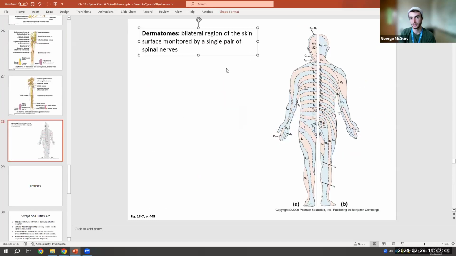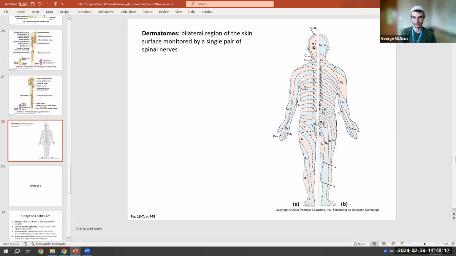Something else to briefly talk about here is dermatomes. Dermatomes describe the bilateral regions, so both sides of the spinal cord, that are monitored by a single pair of spinal nerves. You can see from this image the specific skin surface regions that are monitored by one pair of nerves. C4 is mainly responsible for sensations along the upper back and then across the middle.